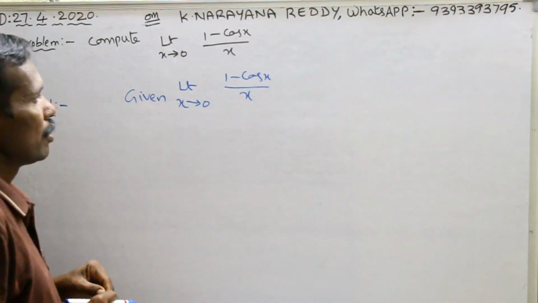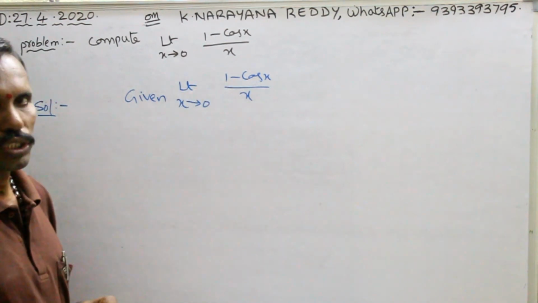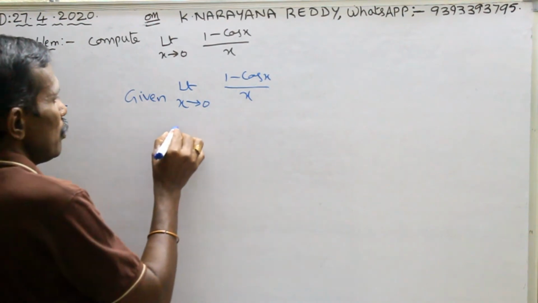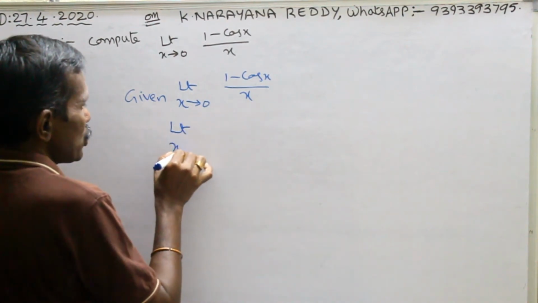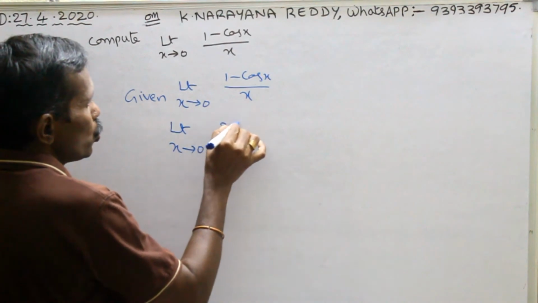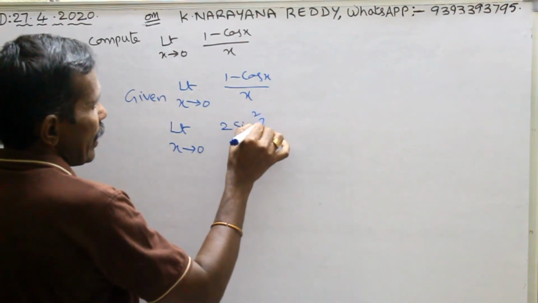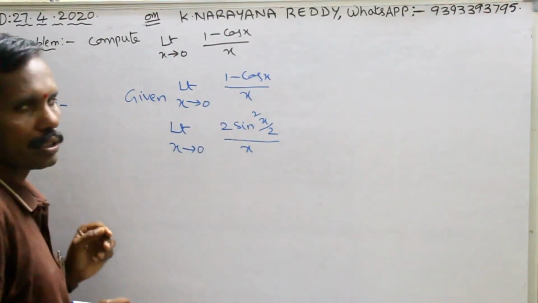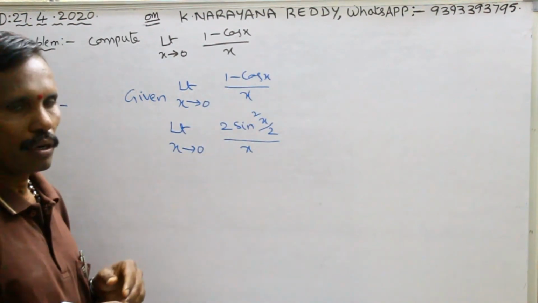Generally, what is the formula for 1 minus cos x from trigonometric functions? Limit x tends to 0, 2 sin square x by 2 divided by x. This is the formula for 1 minus cos x. I will tell in future classes.